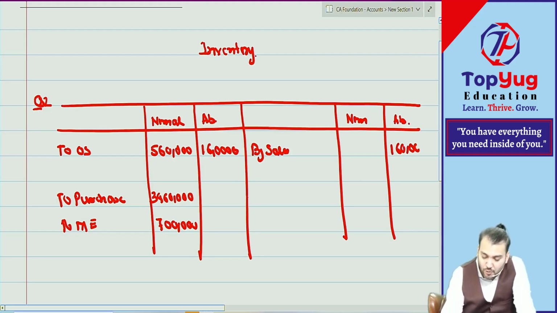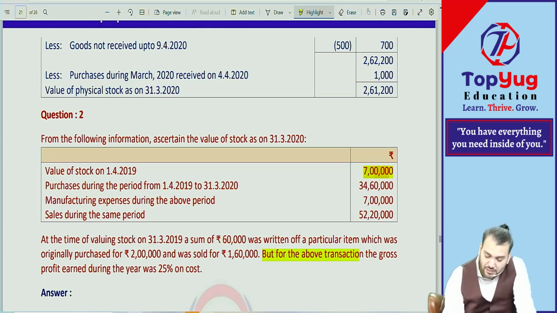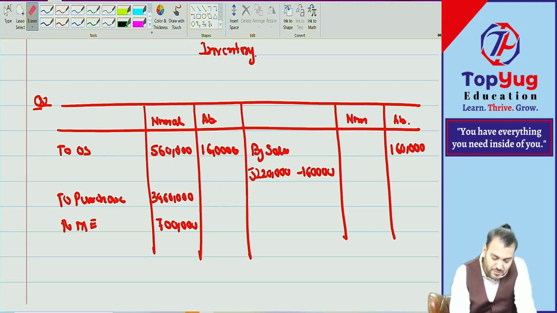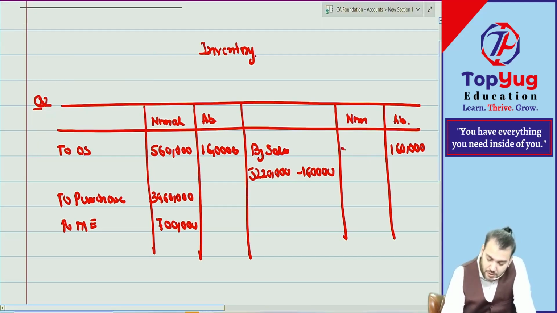So what is the sale of normal item? The sale of normal item will be this minus 1 lakh 60,000. It means 52 lakh 20,000 minus 1 lakh 60,000. How much? Understood? It becomes 50 lakh 60,000.